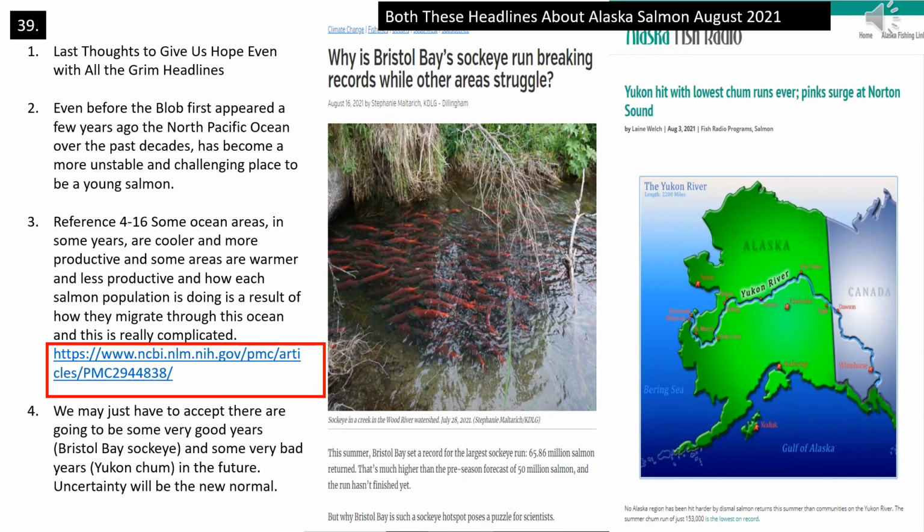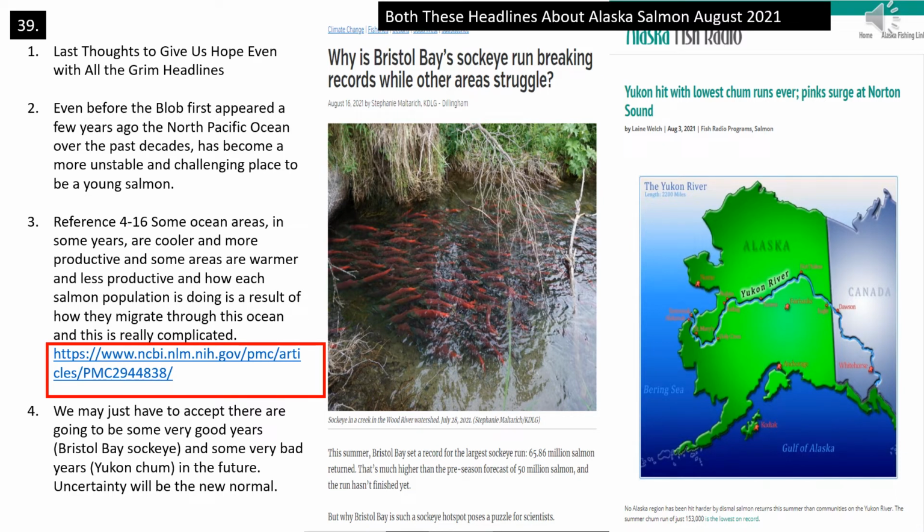So a few last thoughts on salmon, how salmon habitat restoration might play a role in their future, and perhaps some discussion about some of the things we're reading in the headlines these days. I've talked about the blob, but it's not going to be unique, unfortunately.